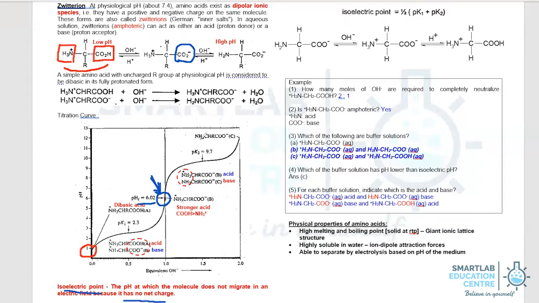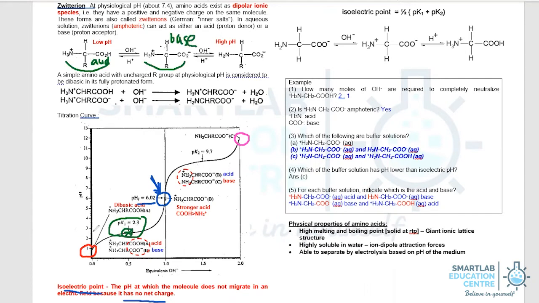When alkali continues to be added to the amino acid, you'll find that now the NH3+ will be neutralized to become NH2. So at this pH, you get this structure. Finally, it's important to note that there are two buffer regions. The first buffer solution comprises these two forms of amino acids, where in this case, this is the acid and this is the base.